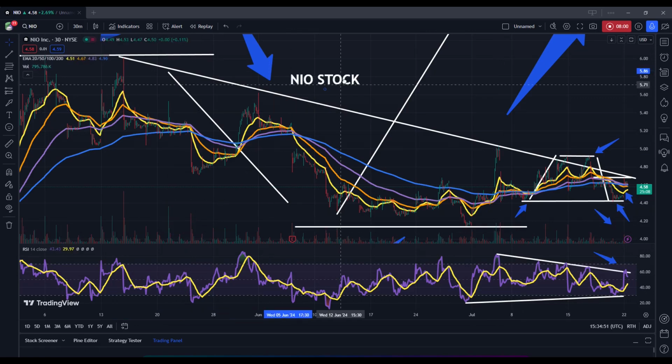So here are the factors that I'm currently watching. We are seeing a price gap upward, and the indicator readings are remaining supportive. So here's the current market outlook and analysis for NIO Incorporated, stock ticker NIO.